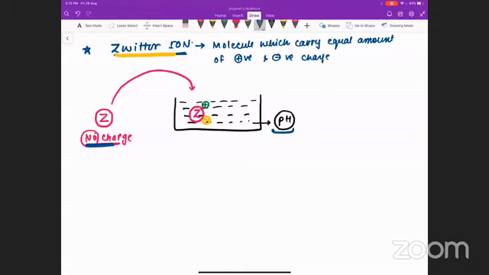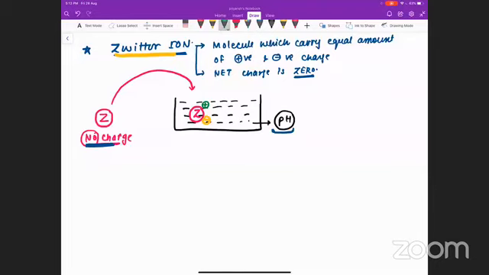If they ask what is the net charge on Zwitter ion, the net charge is going to be 0. There is equal amount of positive and negative charge and the net charge is going to be 0. And this molecule is called as Zwitter ion.